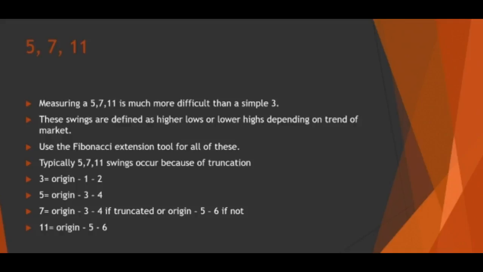All right. So these swings are obviously defined as higher lows or lower highs, depending on the trend of the market. And you're still going to use the Fibonacci extension tool for these. And so typically 5, 7, or 11 swings occur because of truncation. Big word. This is just a really fancy word, and I hate using fancy words because I'm not trying to hit you with crazy words that you won't remember, but this is a word you need to write down, truncation.